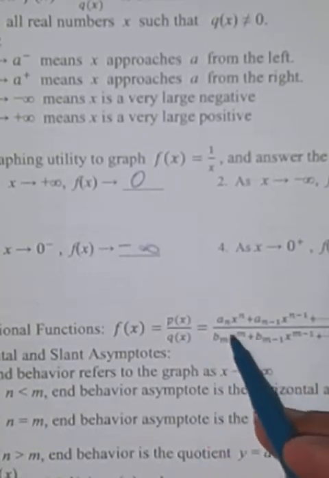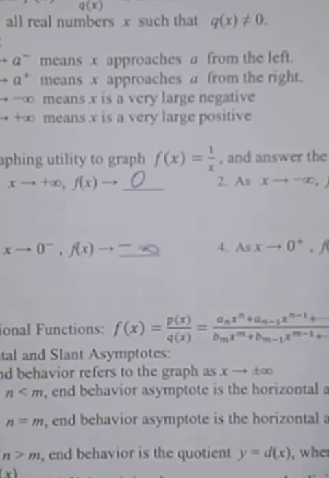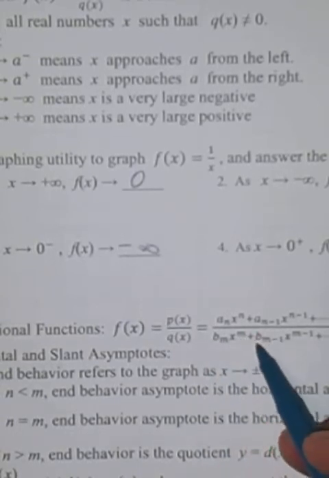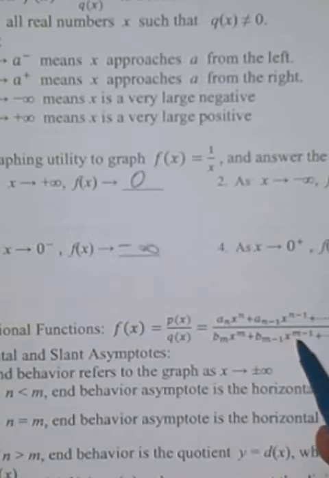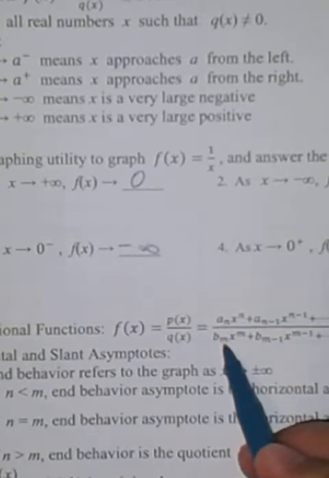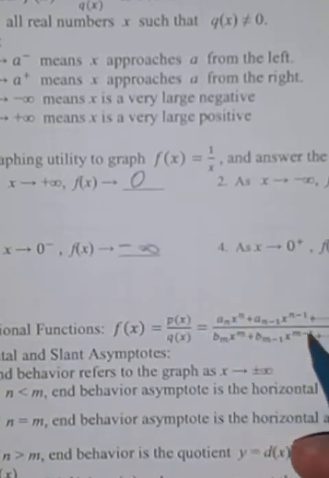So p of x we're going to say is a sub n x to the nth plus a sub n minus 1 x to the n minus 1 plus and so on, all the way down to plus a sub 1 x plus a sub 0. And q of x we're going to say is b sub m x to the mth plus b sub m minus 1 x to the m minus 1 power plus and so on plus b sub 1 x plus b sub 0. Notice that the leading coefficient of the top is a sub n, the leading coefficient of the bottom is b sub m, and the exponent of the leading term is n on top and m on bottom.